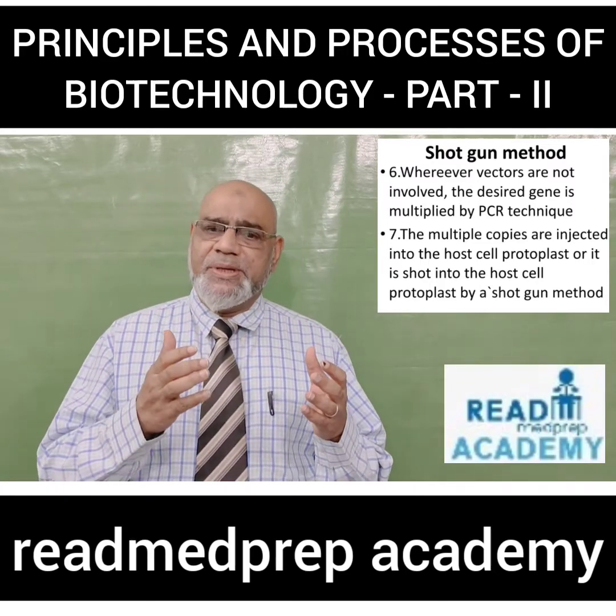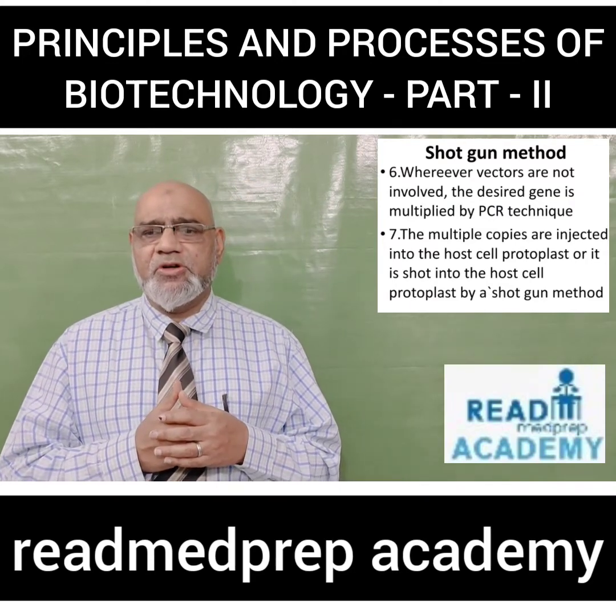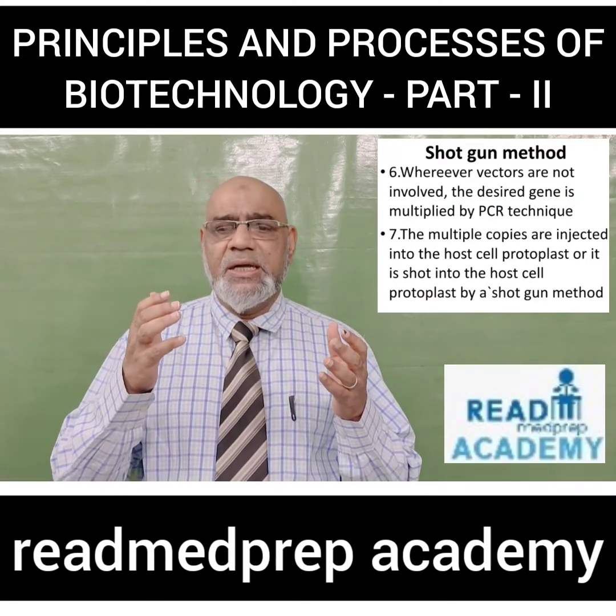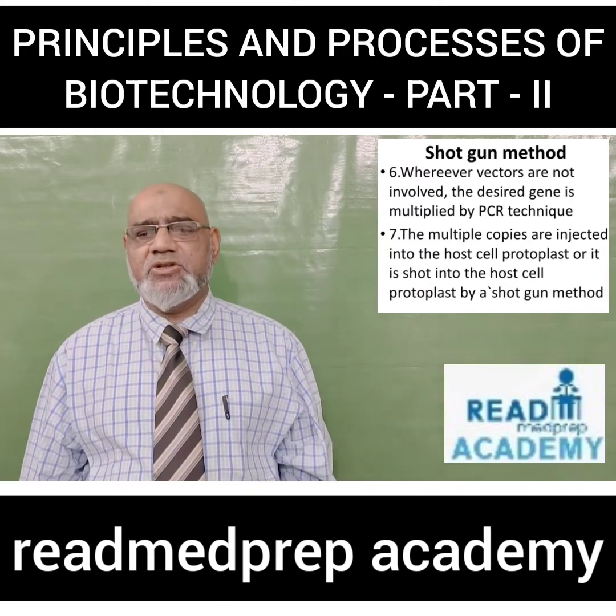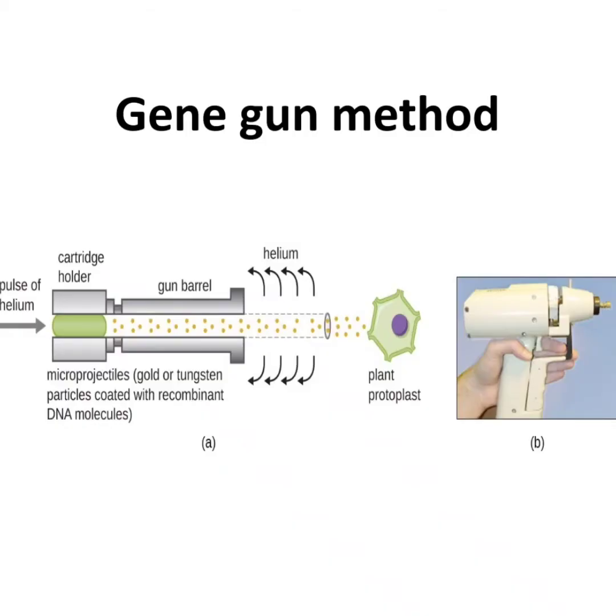The multiple copies are injected into the host cell protoplast or shot into the host cell protoplast by a shotgun method. Here you can see a gun which has a pulse of helium, a cartridge holder having a gun barrel and the microprojectiles, which are gold or tungsten particles coated with the recombinant DNA molecules. When the gun is used, the particles are injected into the plant protoplast. This is the gene gun method.